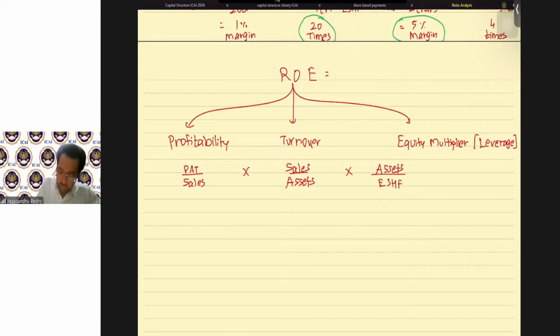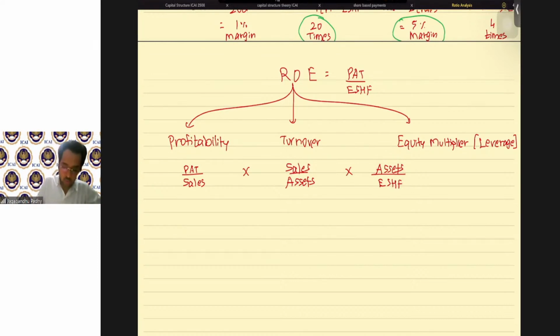We know return on equity was what? PAT upon equity shareholders fund. We just distributed this ratio into 3 sub ratios. One was PAT upon sales, second is turnover, which is sales upon assets, and third is the equity multiplier.